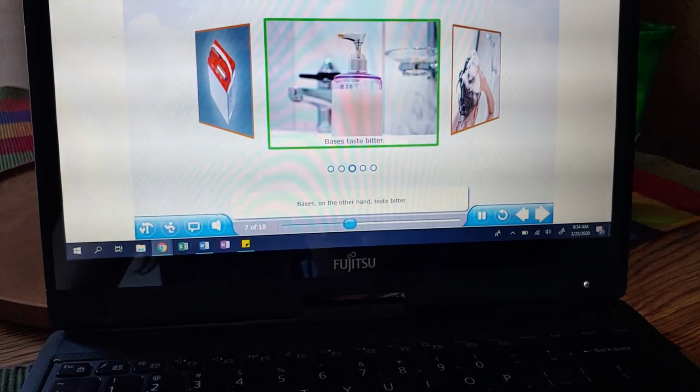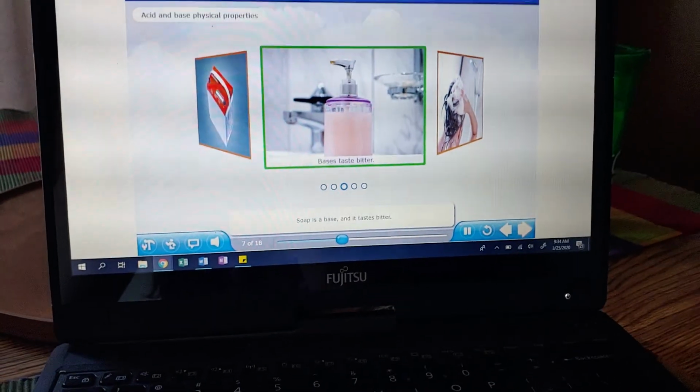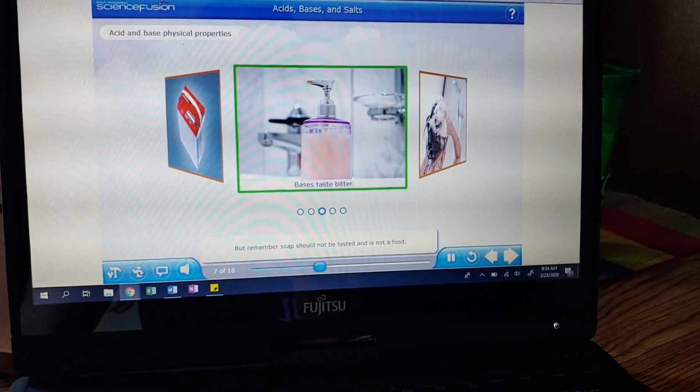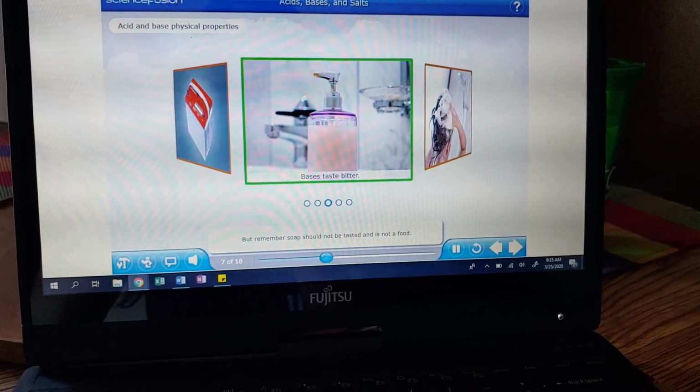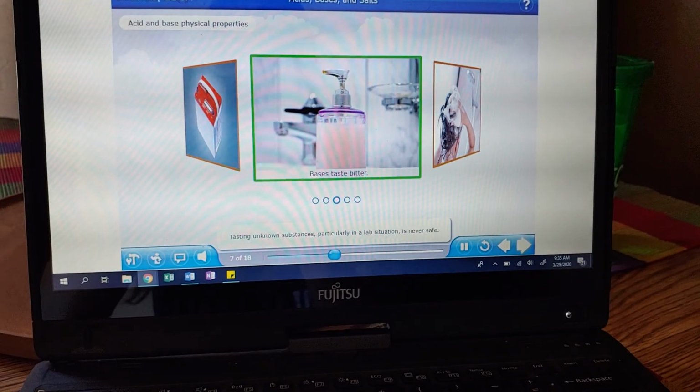Bases, on the other hand, taste bitter. Soap is a base, and it tastes bitter. But remember, soap should not be tasted and is not a food. Tasting unknown substances, particularly in a lab situation, is never safe.